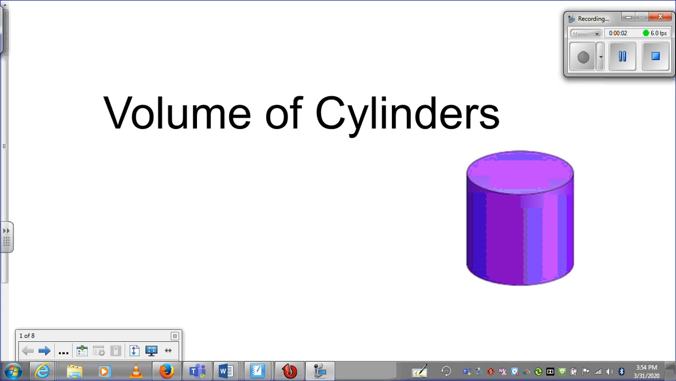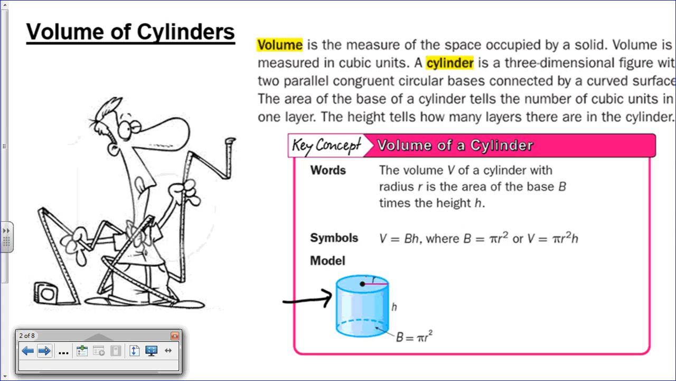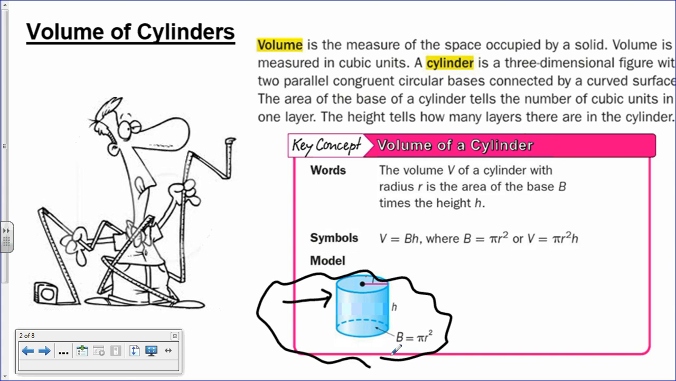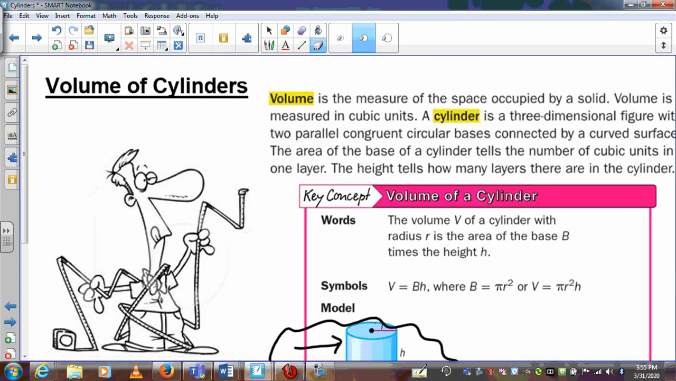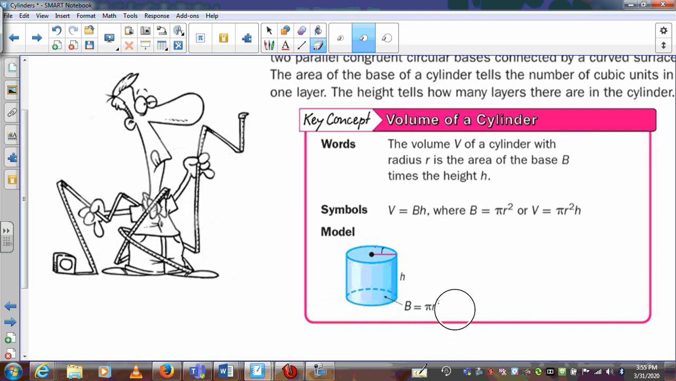In this video, we're going to talk about the volume of cylinders. So if we take a look, this is what a cylinder looks like. And much like yesterday, when you watched your video on finding the volume of prisms, what we essentially did was find the area of the base, and then multiply by how many layers, or how tall the object is.